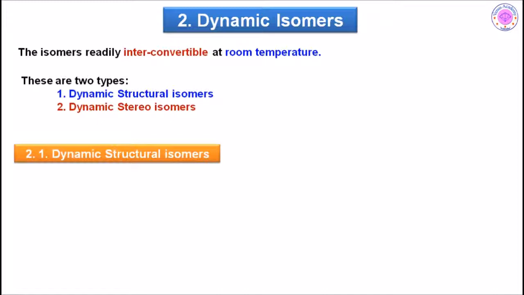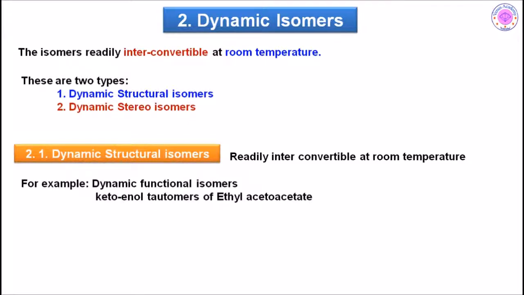If I take structural isomers, what are structural isomers? Structural isomers have the same molecular formula and the same molecular weight, but they are different in structure. When it comes to normal isomerism, structural isomers may be chain isomers, positional, functional, ring-chain or metamers. These are all structural isomers. When it comes to dynamic isomerism, we can see dynamic structural isomerism in these compounds.